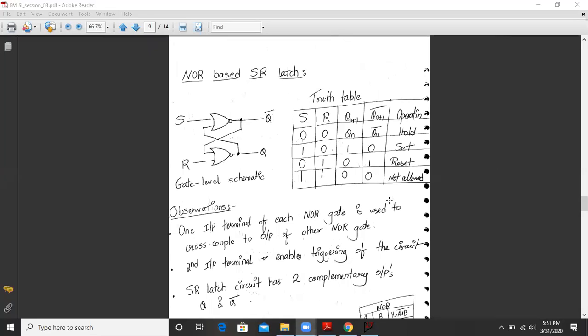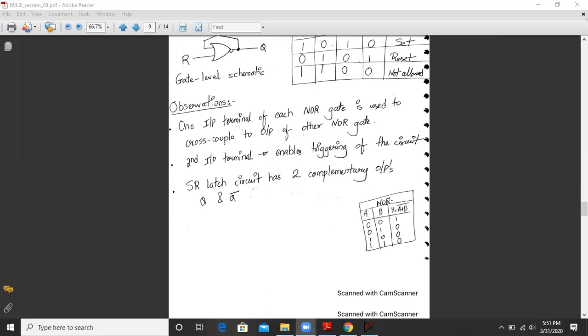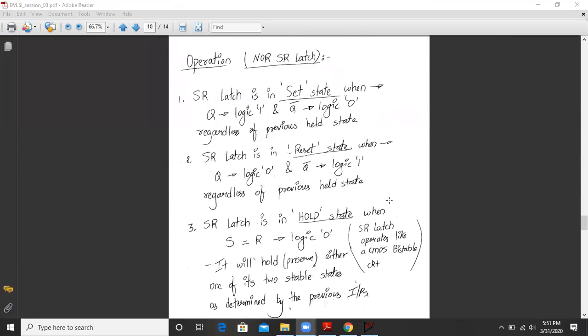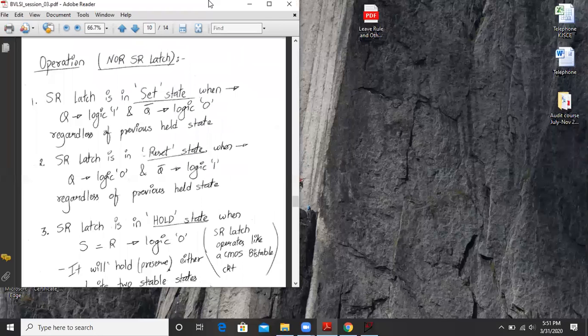So let us go to the description of this. You can have a look at the operation we have just discussed.